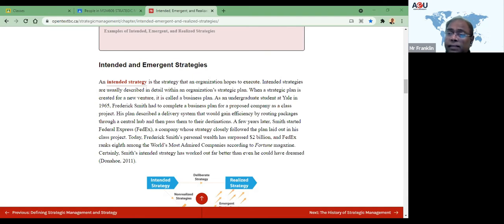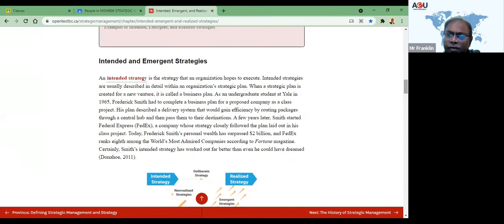Quite a lot of interesting things in that particular article, right? I would like you to go and look at it. Here it gives you intent, strategy, organization, how to think. It gives you an example about FedEx, where the strategic plan is: Frederick Smith had to complete a business plan for a proposed company in a class project. His plan described a delivery system that would gain efficiency by routing packages to a central hub and then passing them to the destination. A few years later, Smith started FedEx, a company whose strategy closely followed the plan he laid out in his class project. So the business plan he wrote in class became the company.